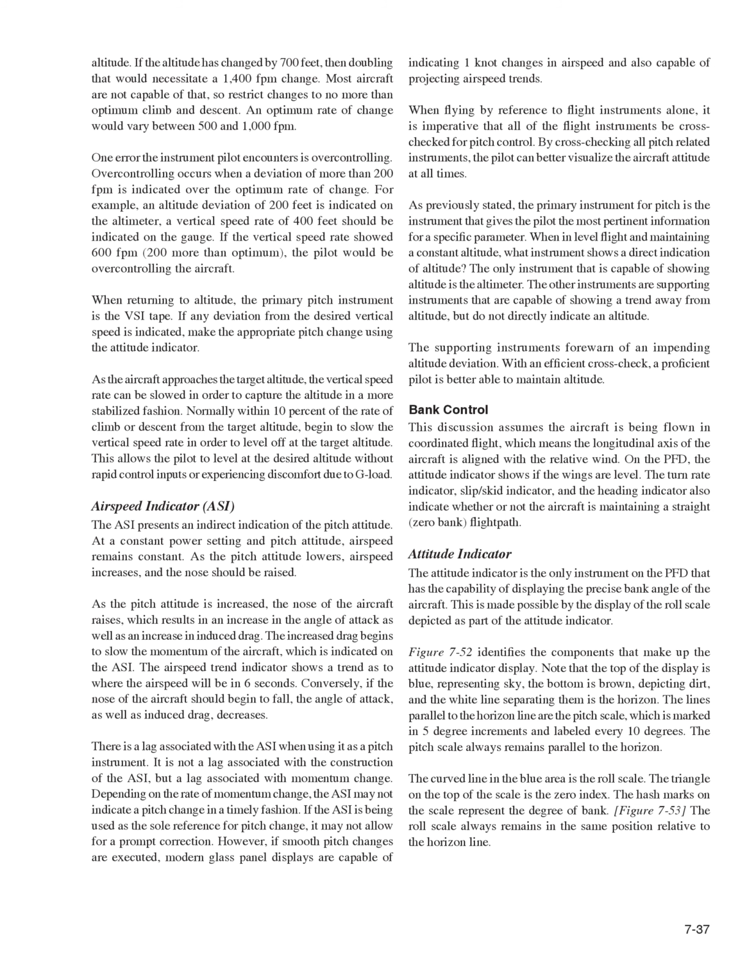Note that the top of the display is blue, representing sky, the bottom is brown, depicting dirt, and the white line separating them is the horizon. The lines parallel to the horizon line are the pitch scale, which is marked in 5-degree increments and labeled every 10 degrees. The pitch scale always remains parallel to the horizon. The curved line in the blue area is the roll scale. The triangle on the top of the scale is the zero index. The hash marks on the scale represent the degree of bank. In Figure 7-53, the roll scale always remains in the same position relative to the horizon line.